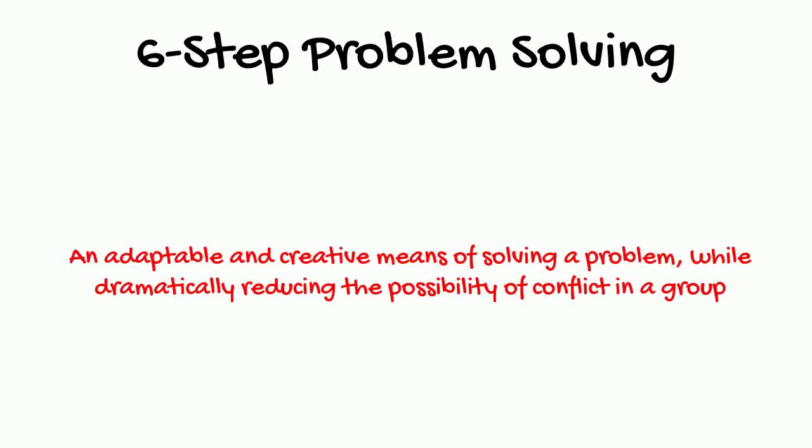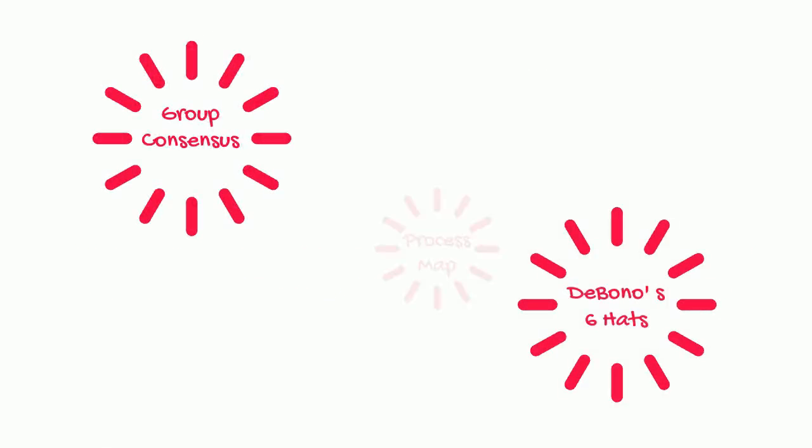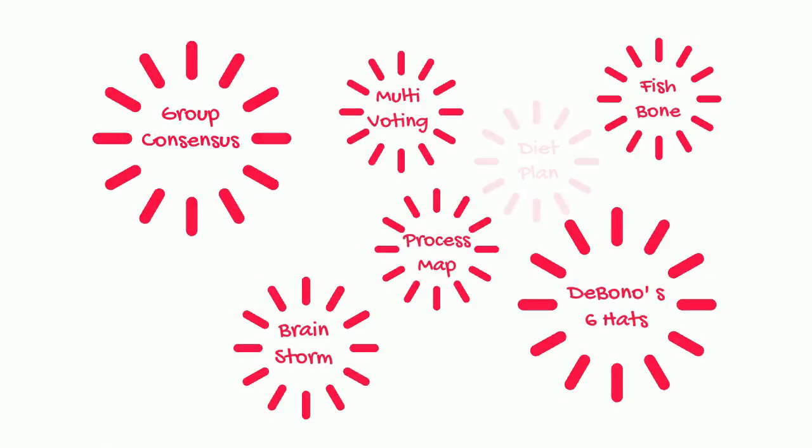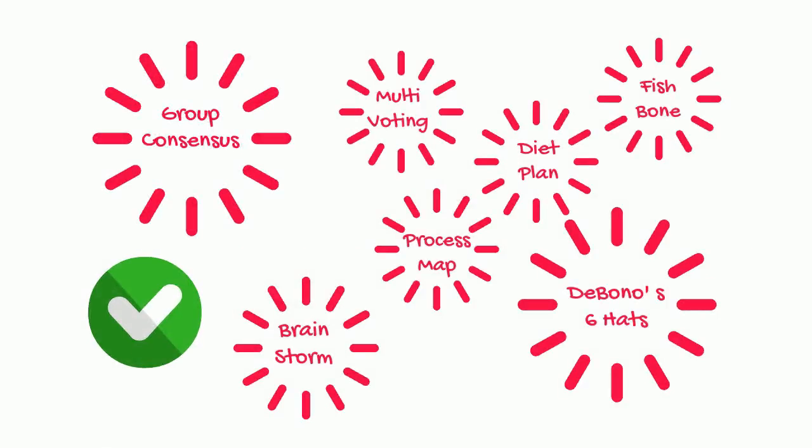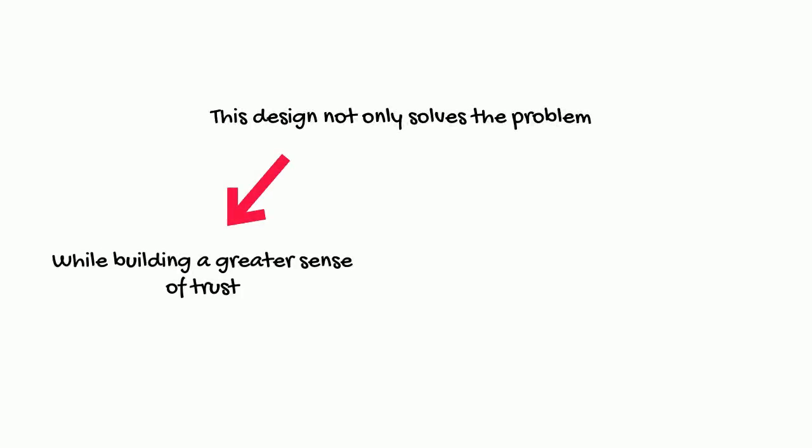Six-step problem solving is an adaptable and creative means of solving a problem while dramatically reducing the possibility of conflict in a group. There are hundreds of approaches to problem solving, and many can be used successfully in group settings. This design not only solves the problem, but does so while building a greater sense of trust through collaboration.